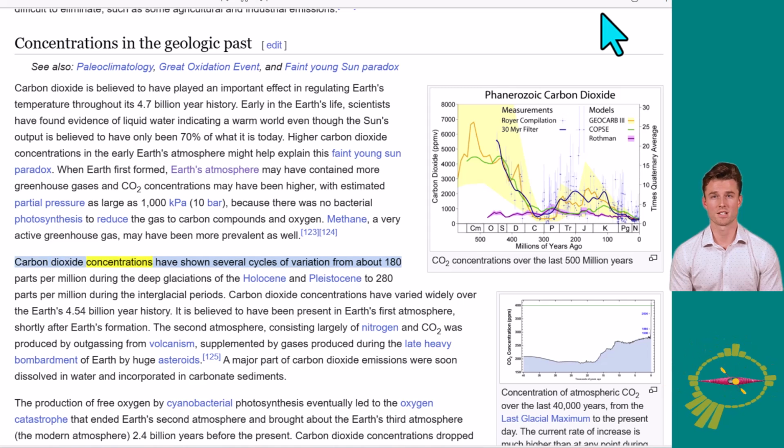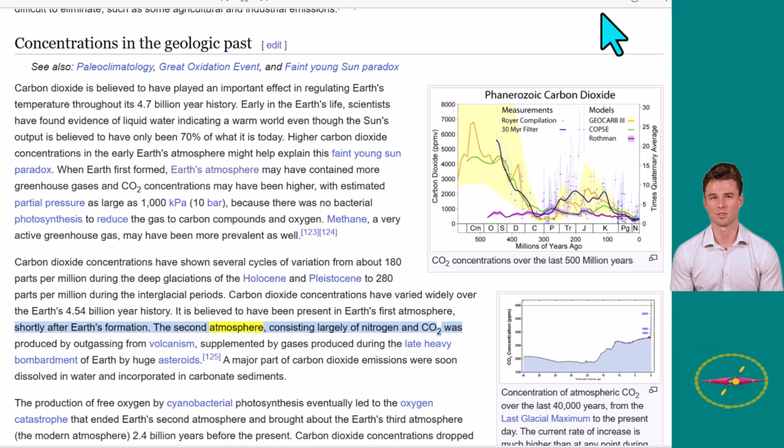Carbon dioxide concentrations have shown several cycles of variation, from about 180 parts per million during the deep glaciations of the Holocene and Pleistocene to 280 parts per million during the interglacial periods. Carbon dioxide concentrations have varied widely over the Earth's 4.54 billion year history. It is believed to have been present in Earth's first atmosphere, shortly after Earth's formation.